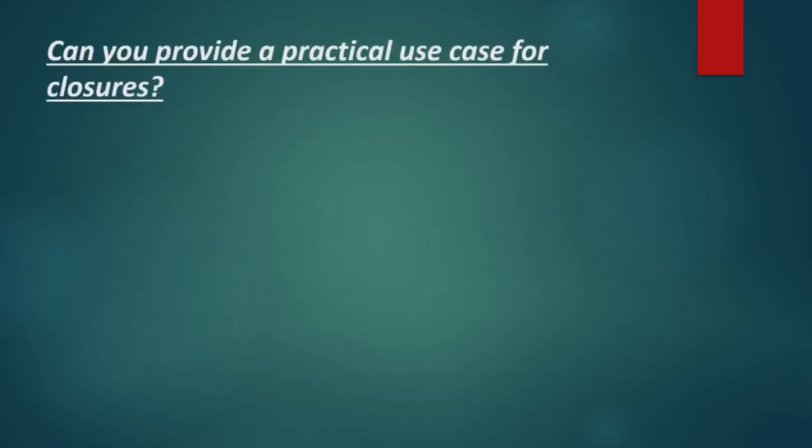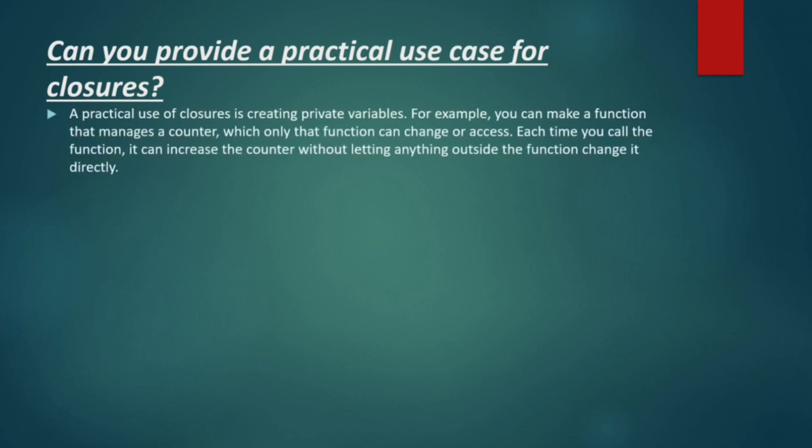Can you provide a practical use case for closures? A practical use case of a closure is creating private variables. For example, we can make a function that manages a counter which only that function can change or access. Each time we call the function, it can increase the counter without letting anything outside the function change it directly. Now let's move to the next question.